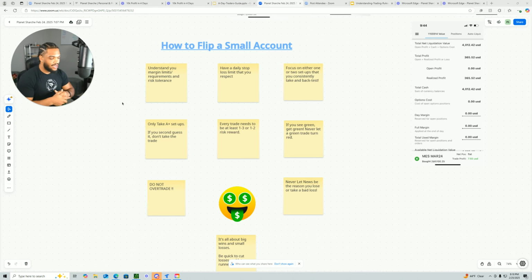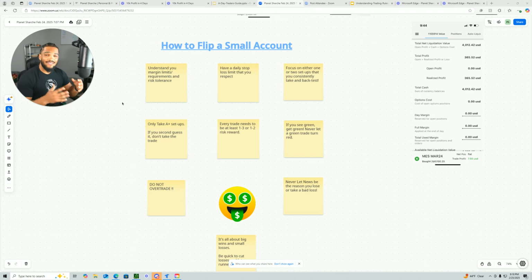So what does that mean? You need to understand, if you have a small account, how much margin do you have to trade with? What do your margin limits look like? How many contracts can you get into? How many trades can you take? How big of trades can you take? That's big when you're trying to figure out your account flip.